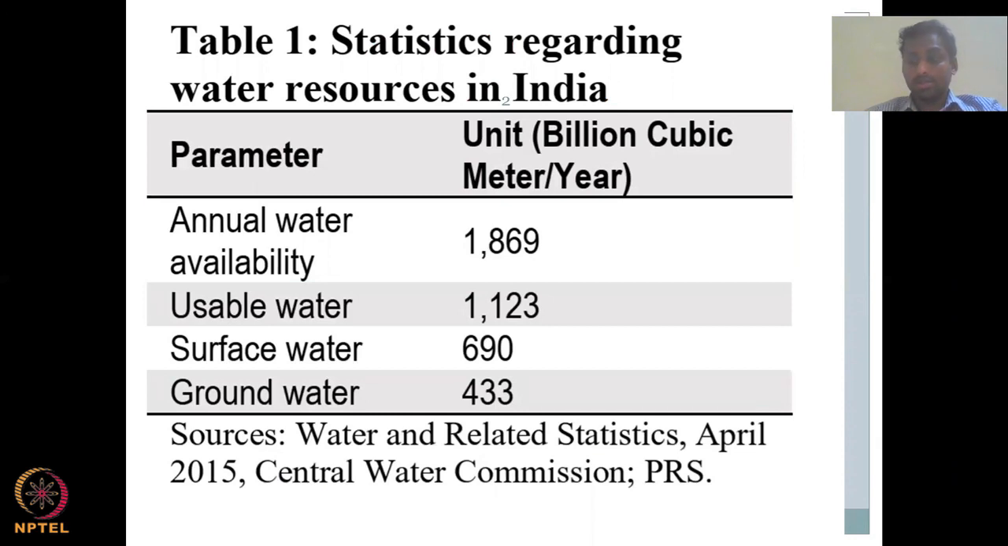We have gone through this in the initial classes, where we looked at the annual water availability in billion cubic meters per year. We have close to 1,800 or 1,900 billion cubic meters, of which usable is only 1,100 or 1,123 billion cubic meters, of which surface water is 690 and groundwater has a very good share of 433. So what this clearly tells you is that of the usable water, 433 billion cubic meter is supplied by groundwater.